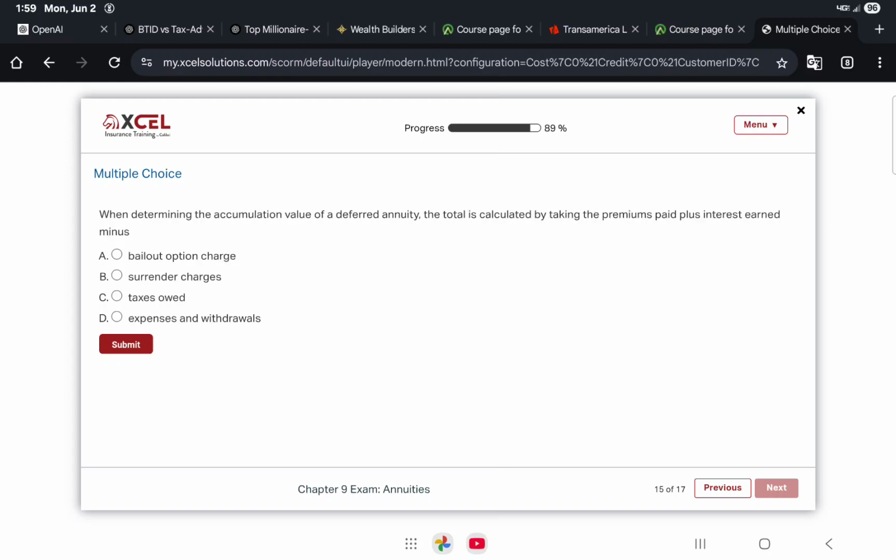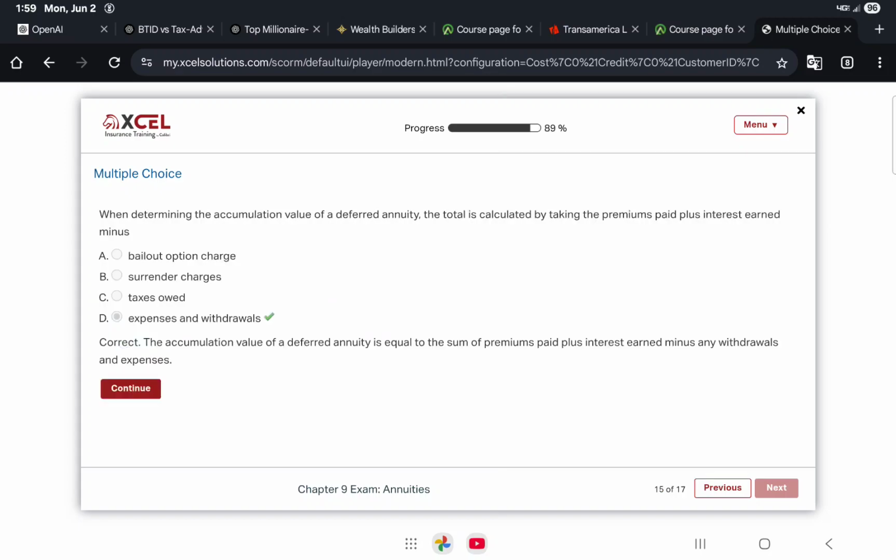When determining the accumulation value of a deferred annuity, the total is calculated by taking the premiums paid plus interest earned minus expenses and withdrawals. This was another one that I got wrong.